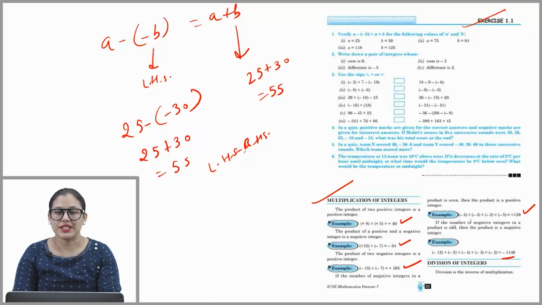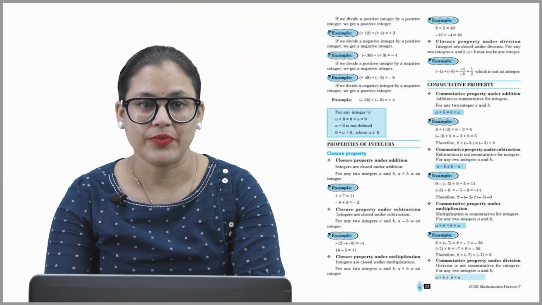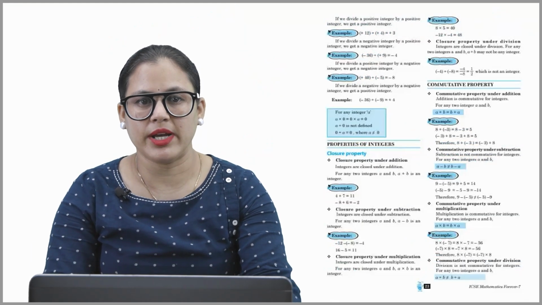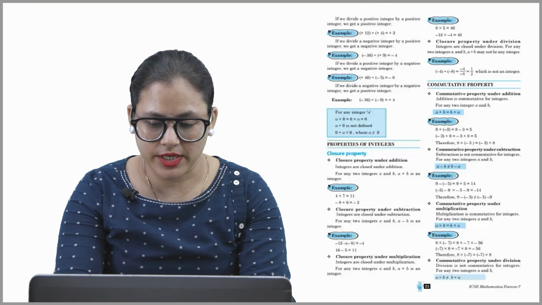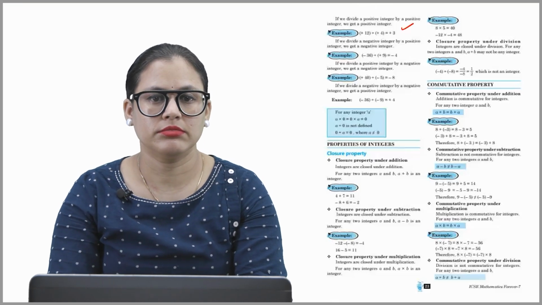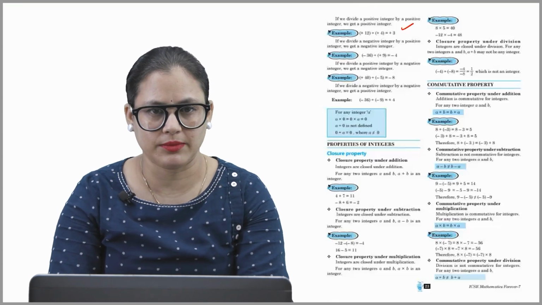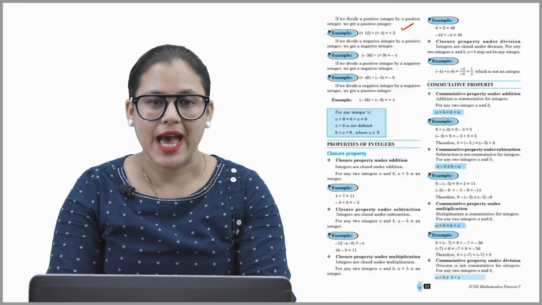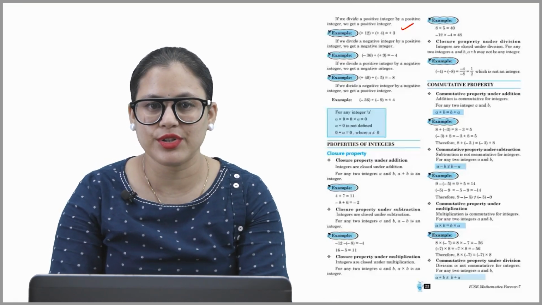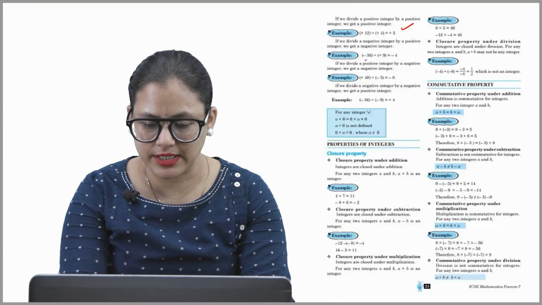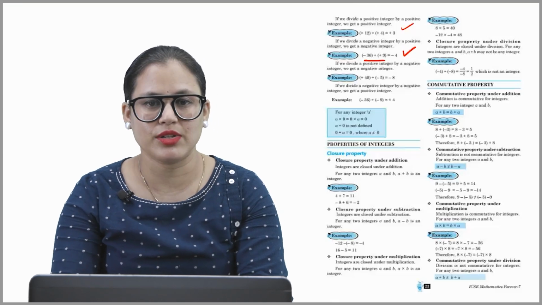Okay, next, division of integers. Division is the inverse of multiplication. If we divide a positive integer by a positive integer, we get a positive integer. Example, 12 divided by 4 is equal to +3 because both are positive integers. And if we divide a negative integer by a positive integer, obviously we get a negative integer. For example, -36 divided by 9, we will get -4.